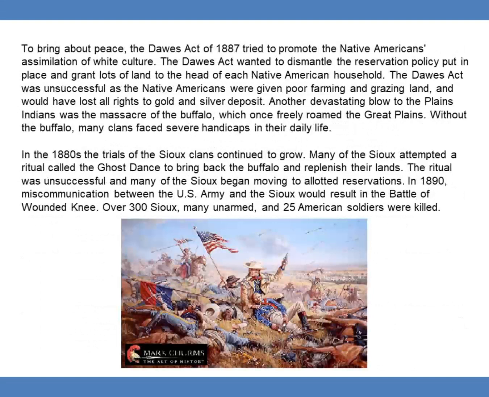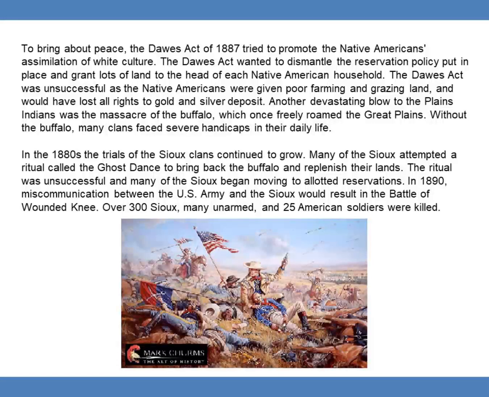To bring about peace, the Dawes Act of 1887 tried to promote the Native Americans' assimilation of white culture. The Dawes Act wanted to dismantle the reservation policy put in place and grant lots of land to the head of each Native American household. The Dawes Act was unsuccessful as the Native Americans were given poor farming and grazing land and would have lost all rights to gold and silver deposits.